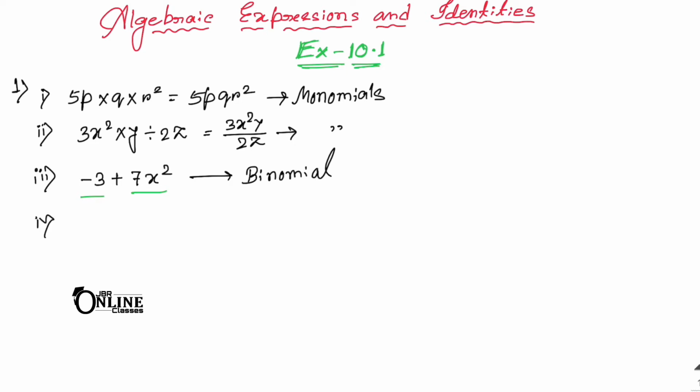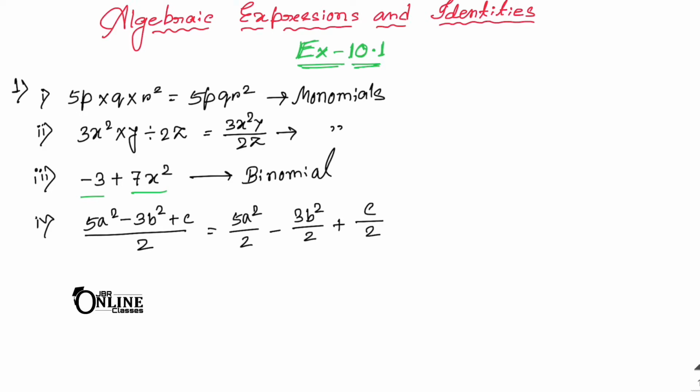Now number 4. In number 4, here 5a square minus 3b square plus c by 2. Now all of you say that this is a monomial. Absolutely wrong, because you can separate the terms in this way: 5a square by 2, after that 3b square by 2, then c by 2. You can easily separate the terms in this way. So here how many terms are there? Total 3 terms. So that means it's called a trinomial.